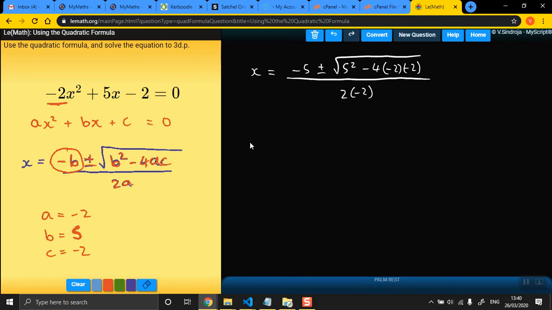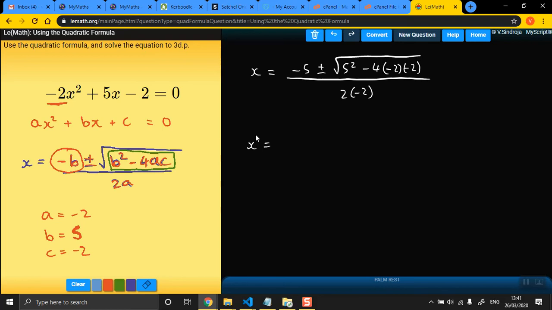Now, I'm going to work a few things out. I'm going to work out the thing under the square root first, because that's the most important thing. So I'm going to work out b squared minus 4 times a times c. Just to save time, I'm going to do it on the calculator.